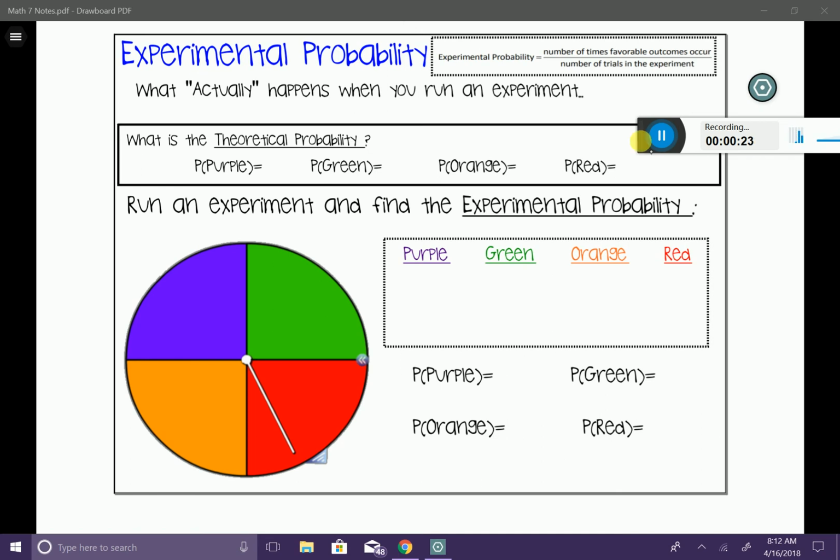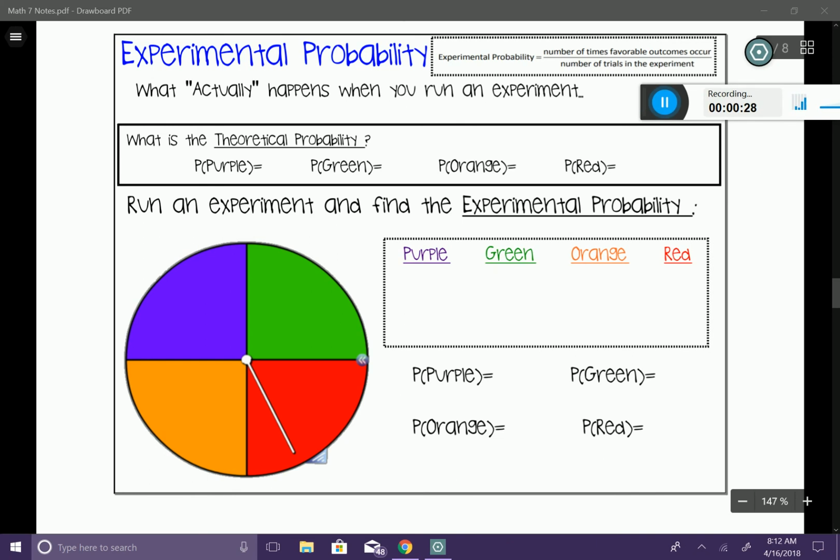So before we start jumping into an experiment, let's go ahead and review the theoretical probability of these different events occurring. So it says here, what is the theoretical probability of spinning this spinner and landing on a purple? So you can see that there is one purple space out of 4. So the theoretical probability, or the chances of us actually spinning this spinner and landing on a purple, would be 1 out of 4 times. We know that 1/4 is equivalent to about 25% as well.